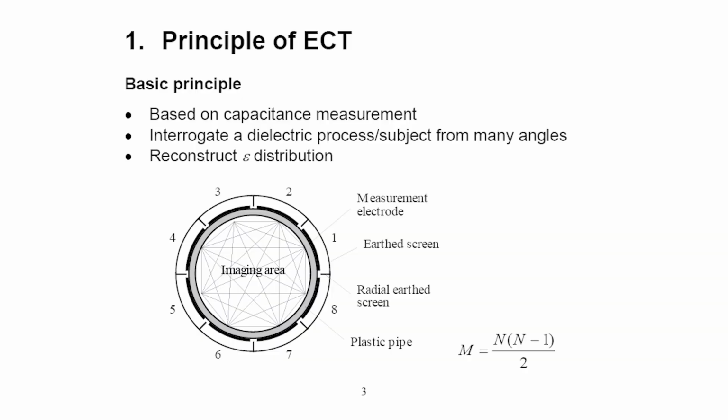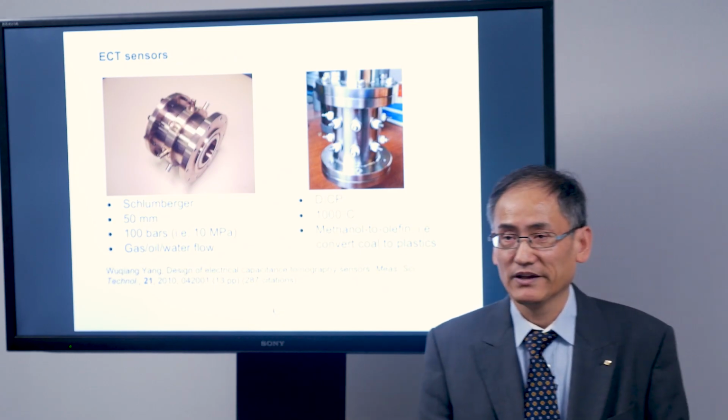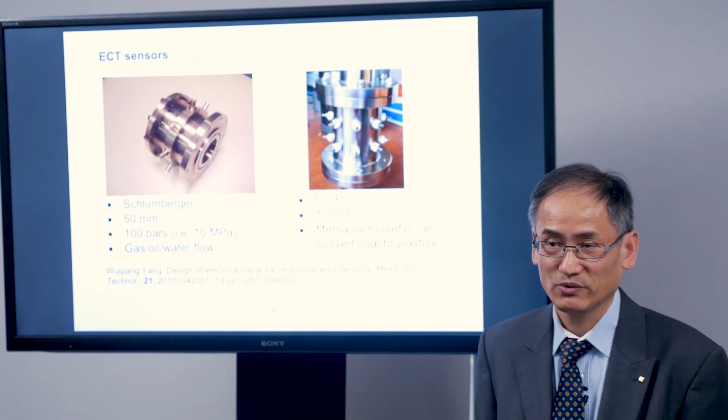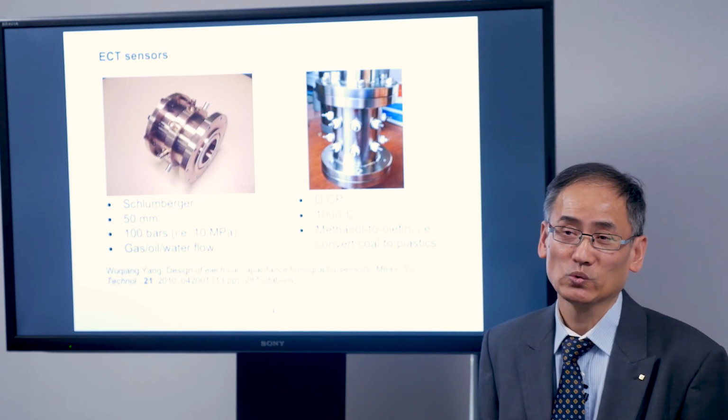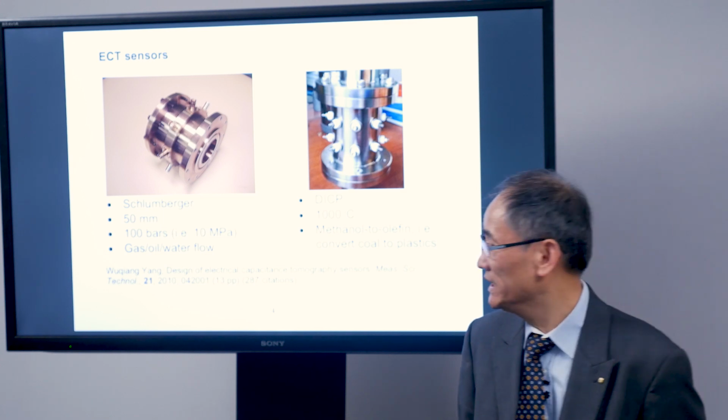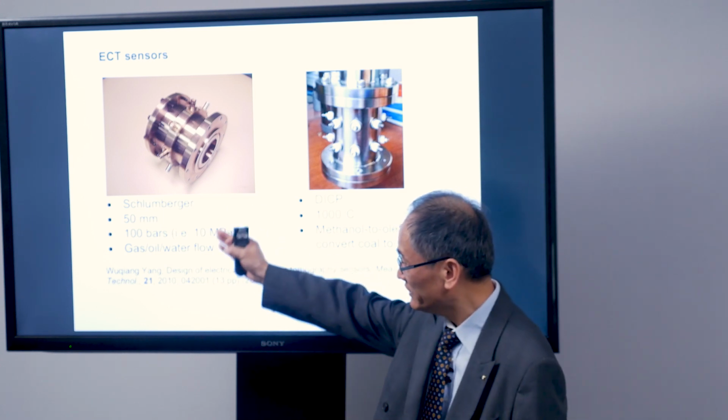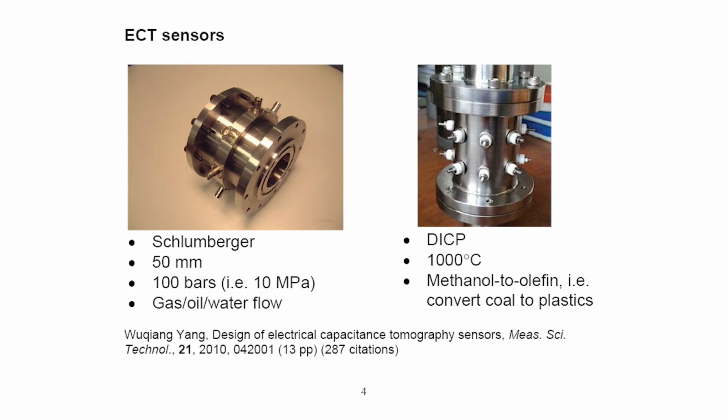Here is a typical ECT sensor with 8 electrodes. From this sensor, we use this formula, we can work out that we can have 28 independent capacitance measurements. We talk about measurement, we start from a sensor. Here, I show you 2 typical sensors. One is a high pressure sensor up to 100 bar. One is a high temperature sensor up to 1000 degrees.